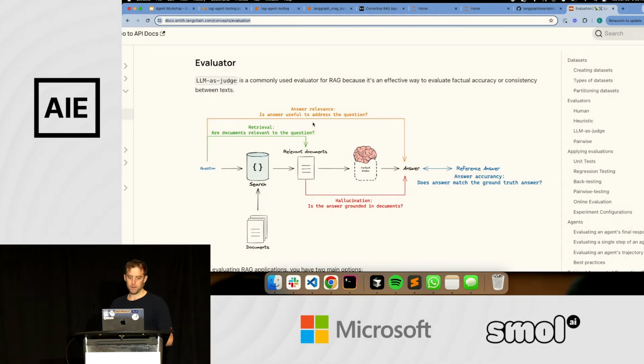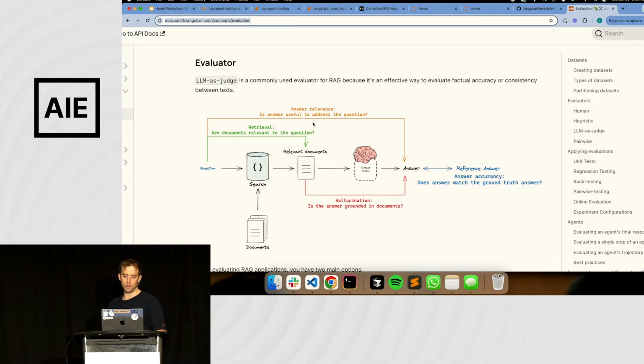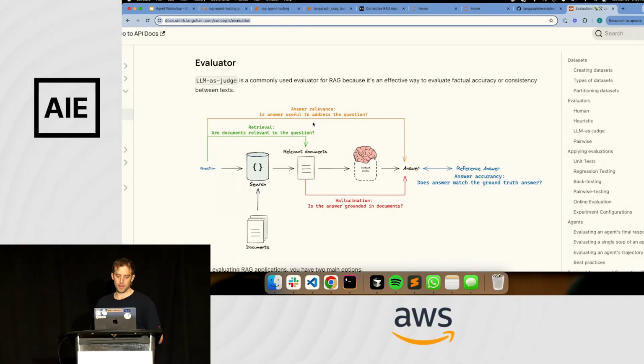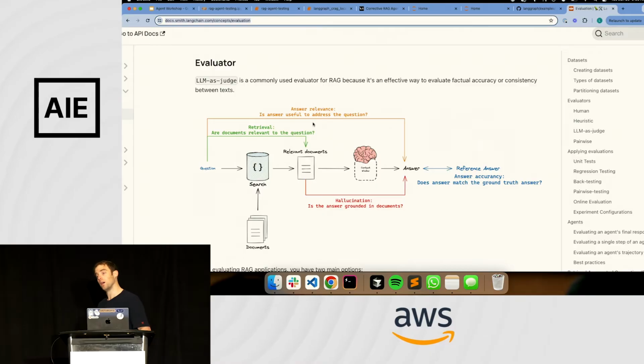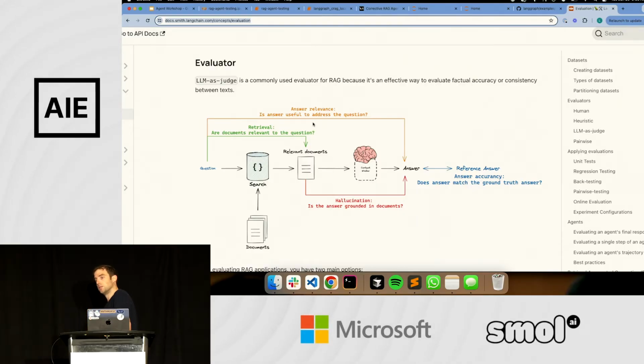But this is in our LangSmith docs. If you search LangSmith evaluation concepts, I actually have a bunch of videos that showcase how to do this. And I have a bunch of code as well. So, but those are 3 things you can do that don't require a reference. And we do run those as online evaluation with our application. So, yeah.